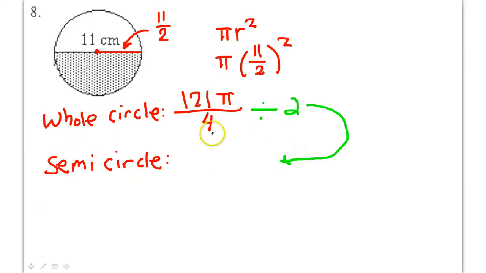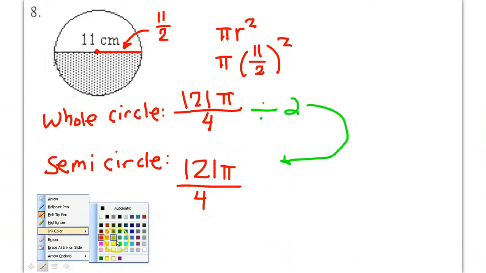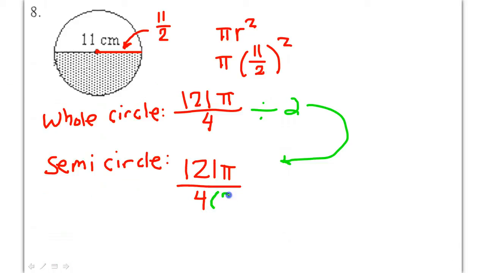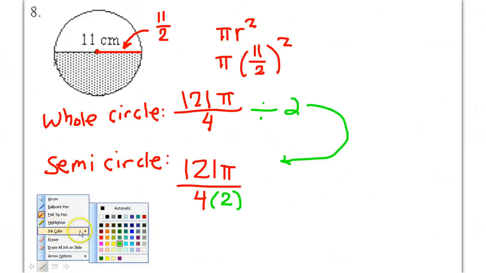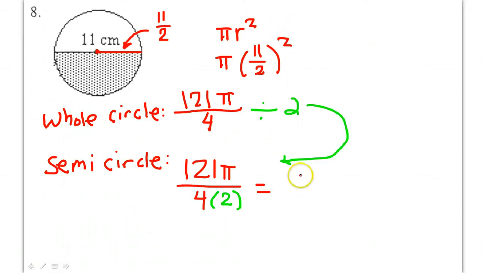Now look, here's something that you might not know. You know what, I don't even want to confuse you with that. Divide by 2. Okay, I'll go ahead and tell you. If you have a fraction and you want to divide that by 2, all you have to do is put the 2 in the denominator, and poof, you are dividing by 2. So if I start off with 121 pi over 4, all I have to do is put 2 in the denominator. I'm dividing by 2 right now. So this is going to give me 121 pi over 8.